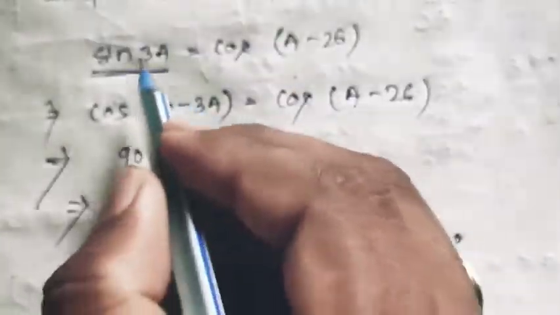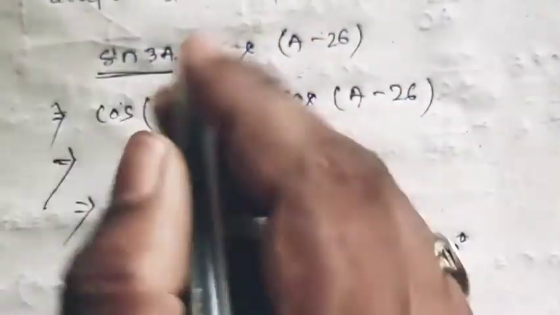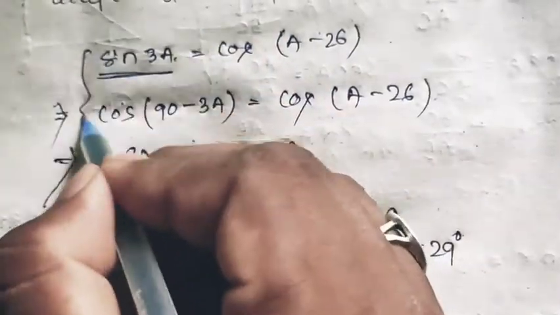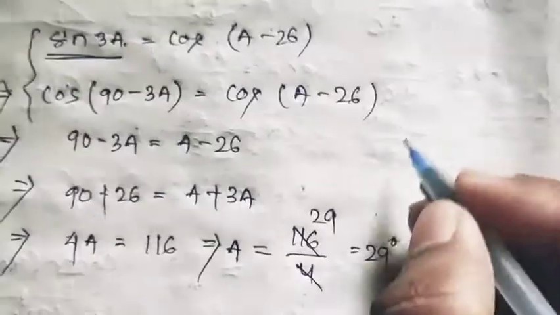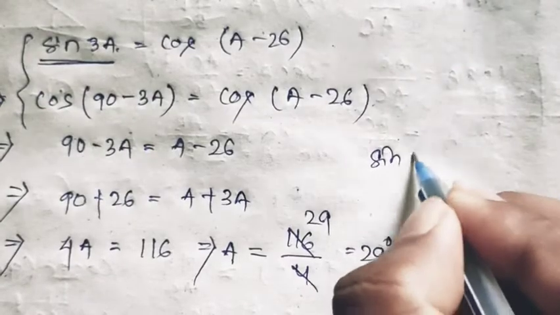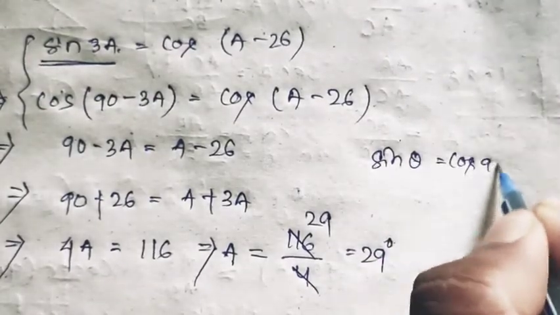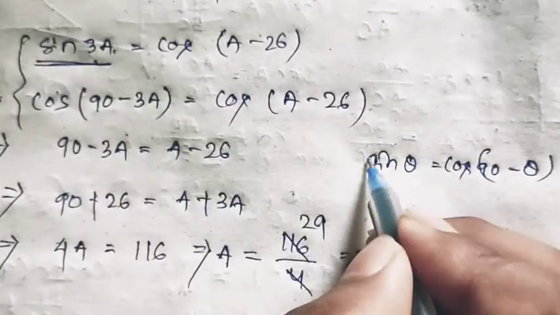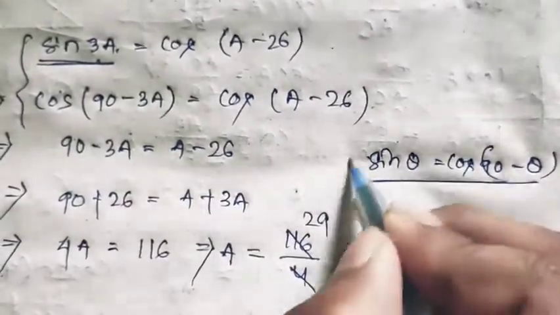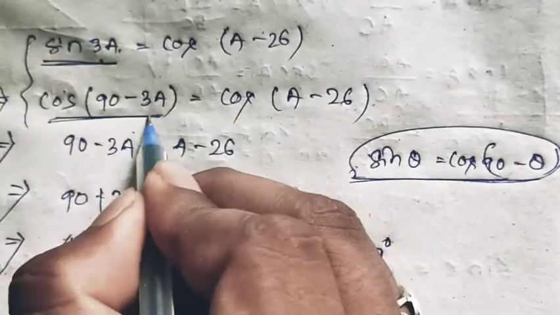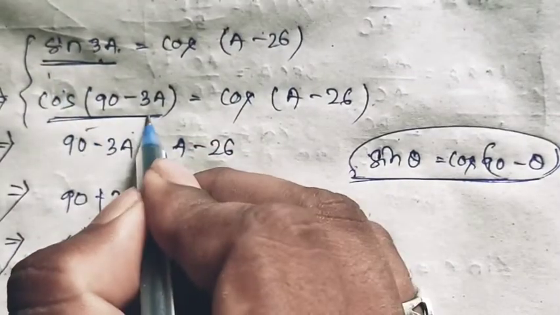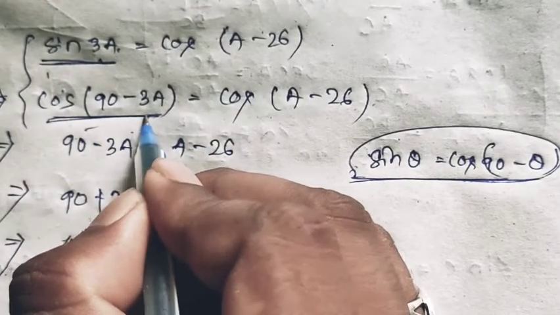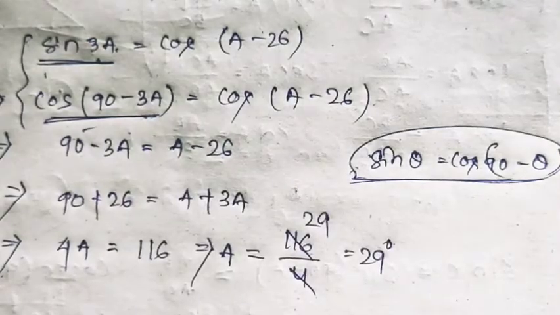Here, given sin 3A, we know that sin theta I can write as cos(90 minus theta). So here theta is 3A. So applying this rule I wrote sin 3A is equal to cos(90 minus 3A). Understand? Okay, we will go to example number 11.